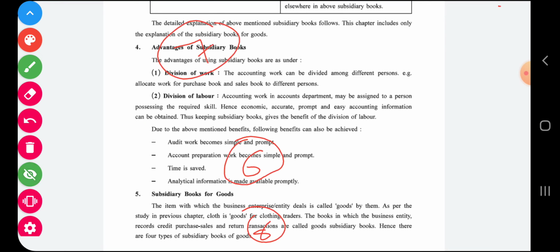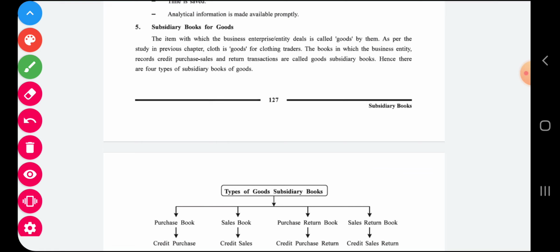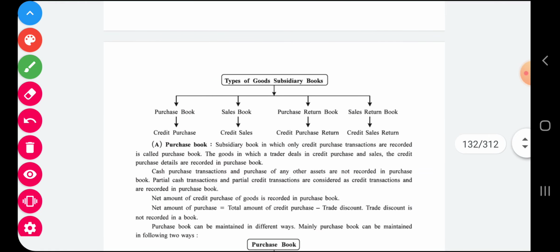Now directly going to the point, subsidiary books for goods transactions is what we will discuss in this chapter. So goods, you all know the meaning of goods. The item with which the business enterprise deals is called goods. As per the study in the previous chapter, cloth is a good for clothing traders. The books in which the business entity records credit purchase, sales and return transactions are called goods subsidiary books. Hence, there are 4 types of subsidiary books for goods.